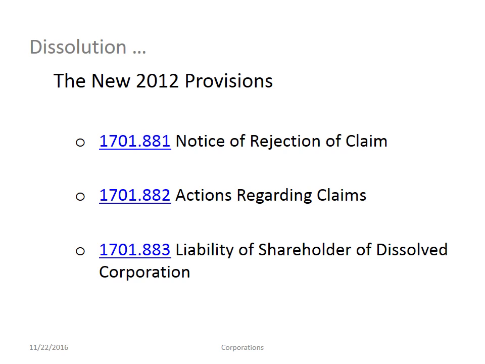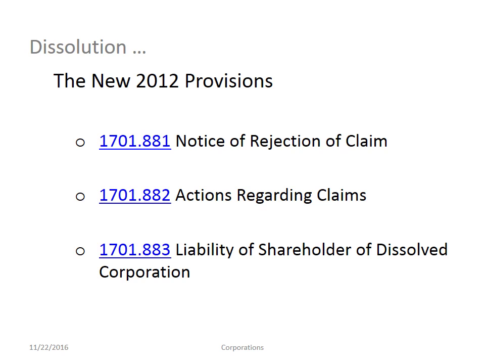The first one is 1701.881, Notice of Rejection of Claim. So we looked at the earlier provision that talked about giving notice under 1701.87 that required that we send out a specific type of notice in a specific manner to creditors of the corporation, telling them that we are dissolving, going out of business, and giving them an opportunity to put in a claim. And we indicated that there was a particular place those had to be sent. We had specific content that was detailed.